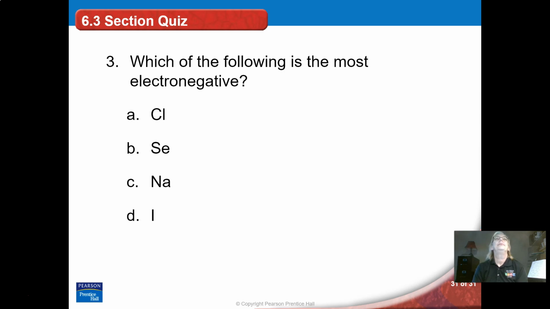Last one. Which is most electronegative? So who's near the top right? Chlorine is closest to fluorine. Fluorine is the most electronegative on the periodic table, and chlorine is near fluorine. So fluorine is always going to get a 4.0 in electronegativity. He's the baddest boy on the periodic table.